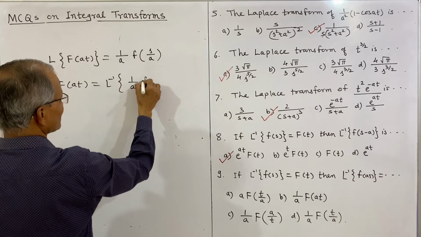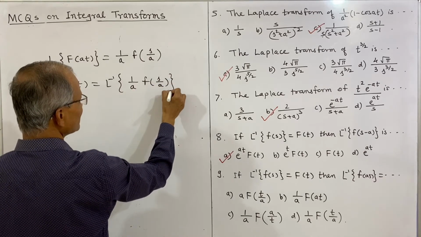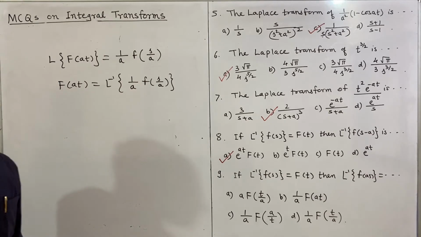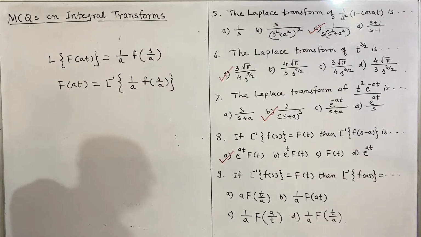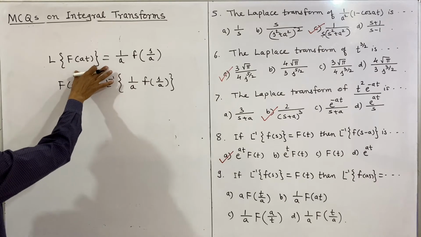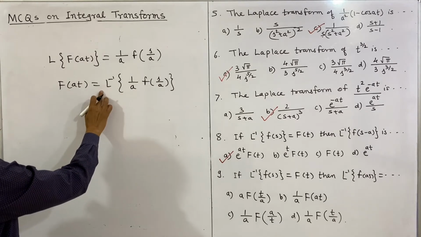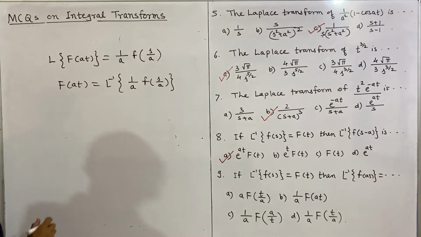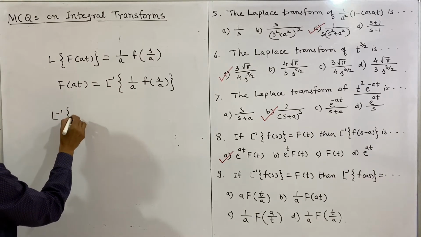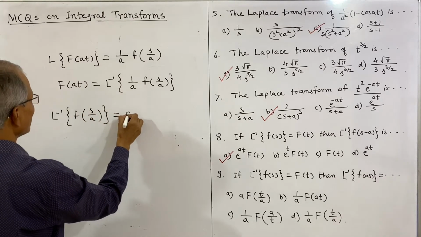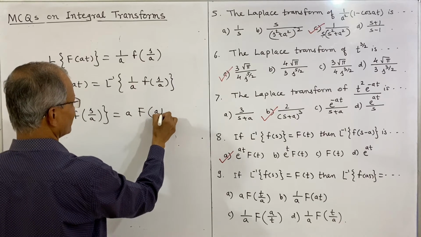The shifting theorem or change of scale theorem for inverse Laplace transform is proved with the help of the corresponding result of Laplace transform. All the results of inverse Laplace transform are proved this way. So we have considered the change of scale property for Laplace transform, and we are obtaining the change of scale property for inverse Laplace transform, and this 1 by a can be written outside and then taken on this side. So this becomes L inverse of f of s upon a is equal to a into F of at.